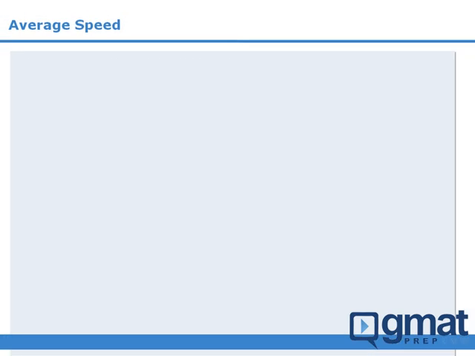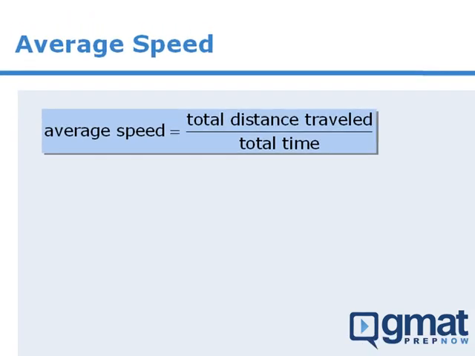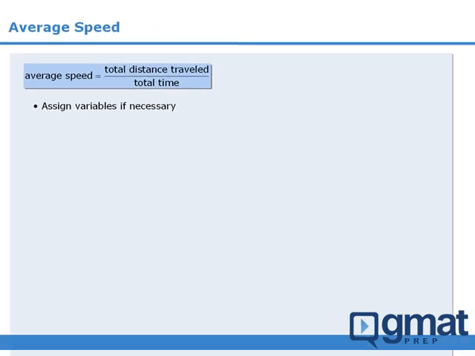Okay, let's summarize. In this lesson, we applied the average speed formula, and we learned that it is sometimes necessary to assign variables to solve average speed questions.